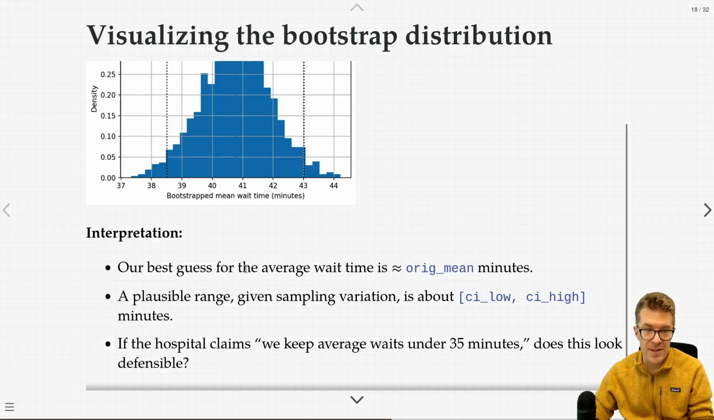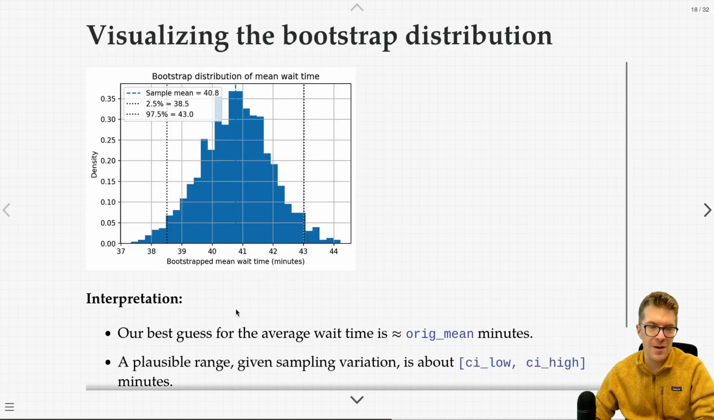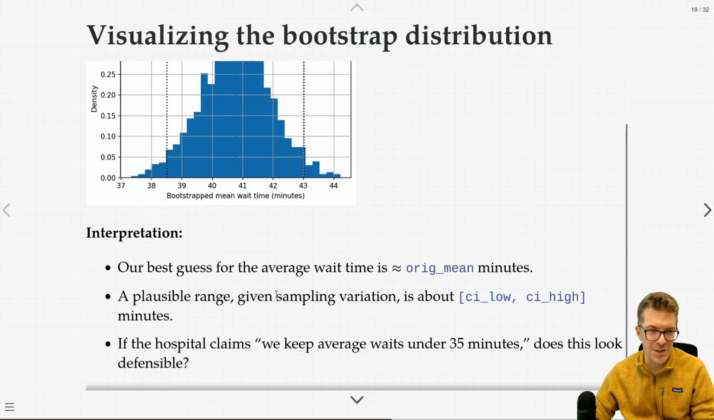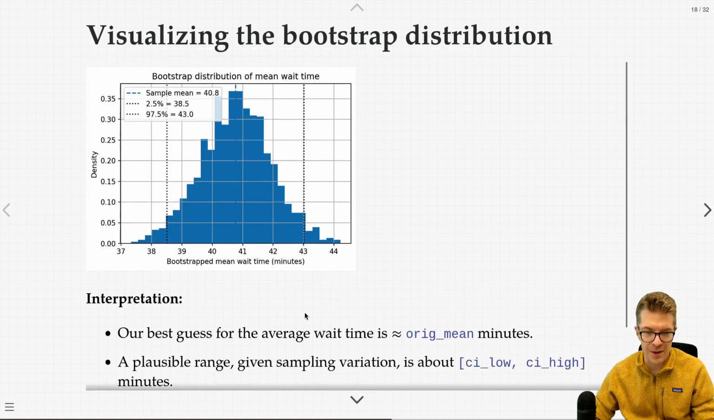So we got our best guess for the average wait time. This was stored in ORIG mean a few moments ago. And we have this plausible range given the sampling variation that goes between confidence interval low and confidence interval high minutes. So, if the hospital claims we keep the average wait time under 35 minutes, does this look defensible from this graph? I'll leave this to you as an exercise, but hopefully that should be pretty clear and obvious to you.